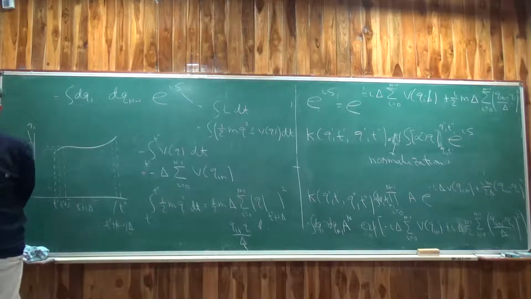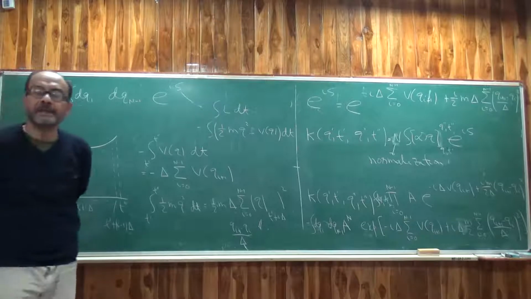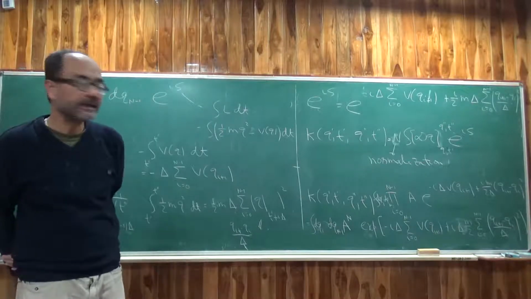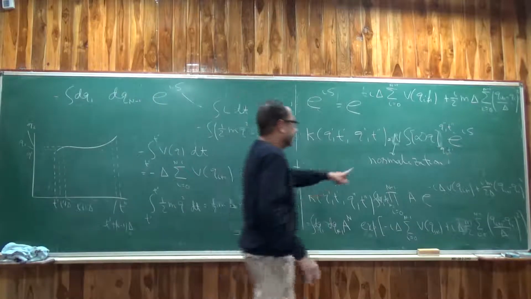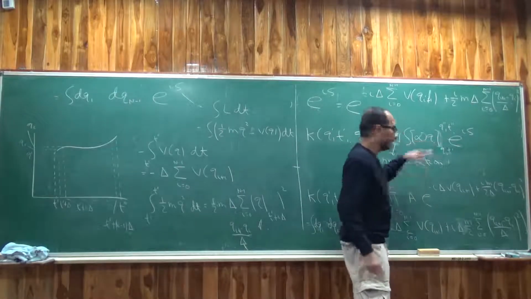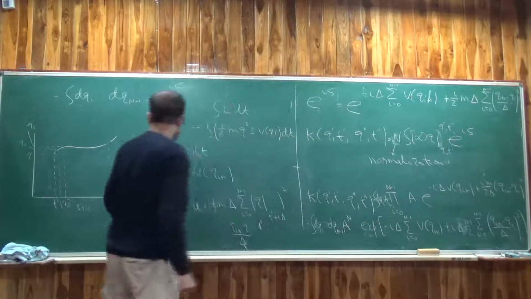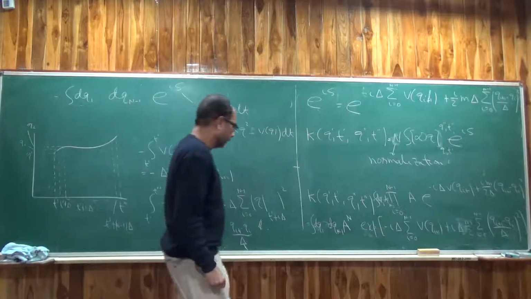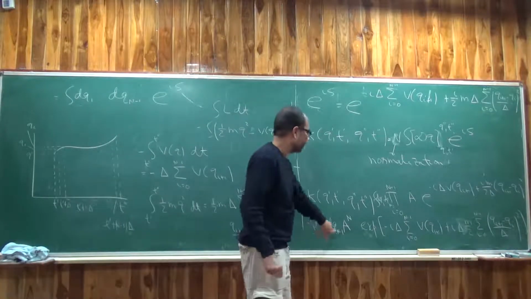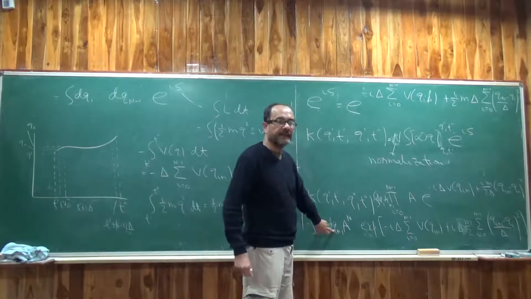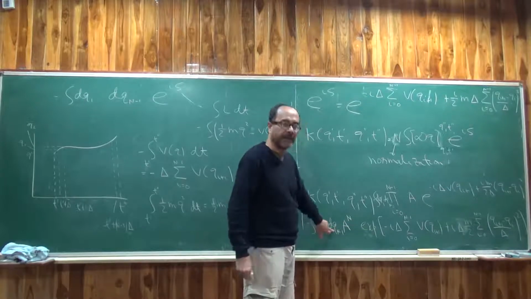Okay, are there questions? Yeah, explain the differential dq. Yeah, so this basically means, well, I have this. It basically means this: integrate over q1, q2, up to qn minus 1.